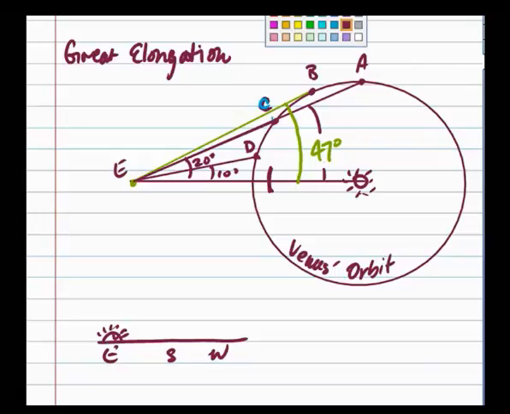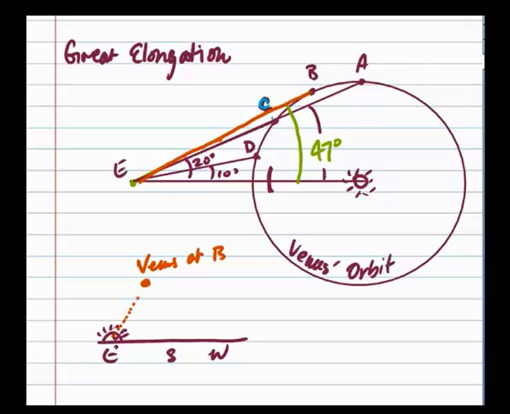But what I really want to point out here, let me go ahead to orange over here, is that at position B, Venus is the furthest it can get away. Venus at B is the furthest it can get away. And it turns out it's around 47, 46 degrees or so away from the sun.